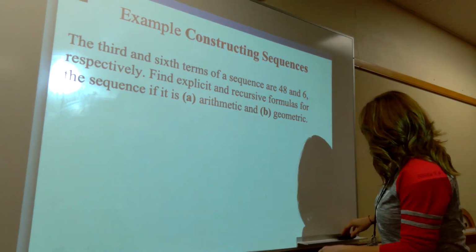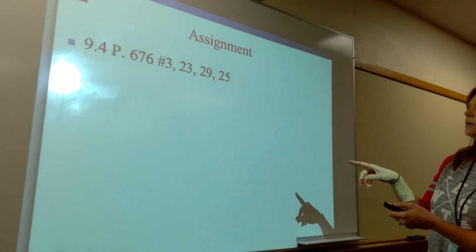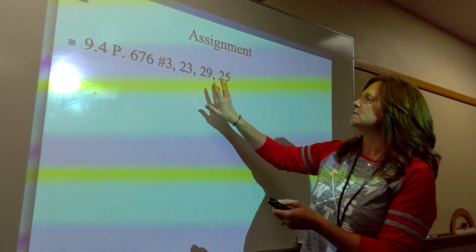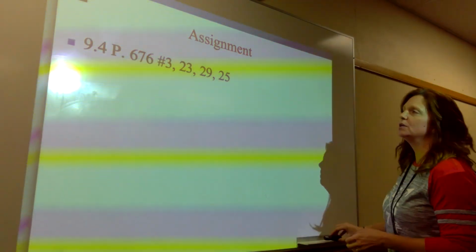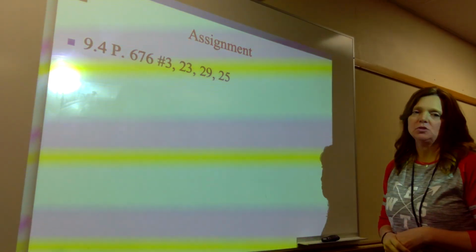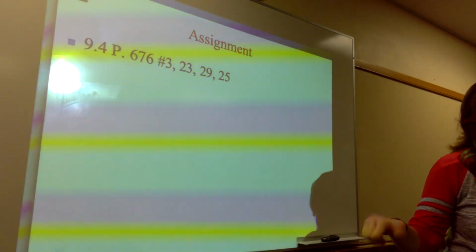And I think that's it. Let me just double check here. Fibonacci sequence is not going to be on the quiz, so we just have these 4 examples. So 676, number 3, 23, 29, and 25. So give those a try. And then we have 1 section left. You guys have almost made it.